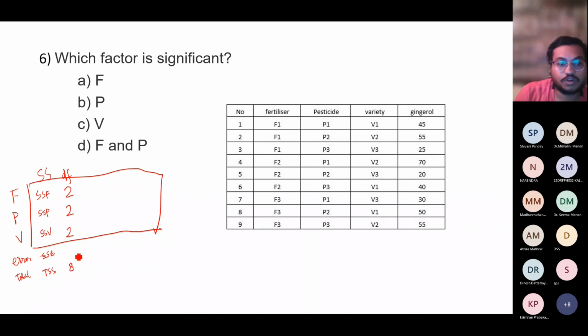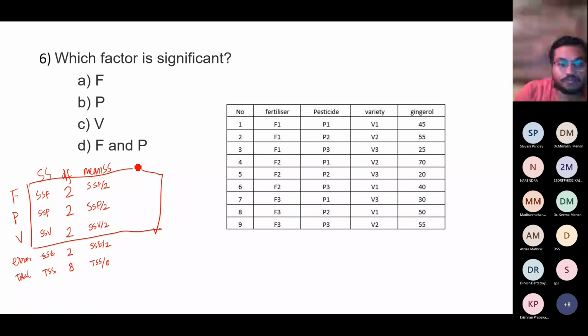Then for error, we'll subtract the sum of all these 3 from the total. So 8 minus (2 plus 2 plus 2), which is 8 minus 6, which gives us 2. Then we'll calculate the mean sum of squares, which is nothing but sum of squares divided by the degrees of freedom. So it will be sum of squares of fertilizers divided by 2, sum of squares of pesticides divided by 2, sum of squares of varieties divided by 2, and sum of squares of errors divided by 2. And for the total, it will be total sum of squares divided by 8.